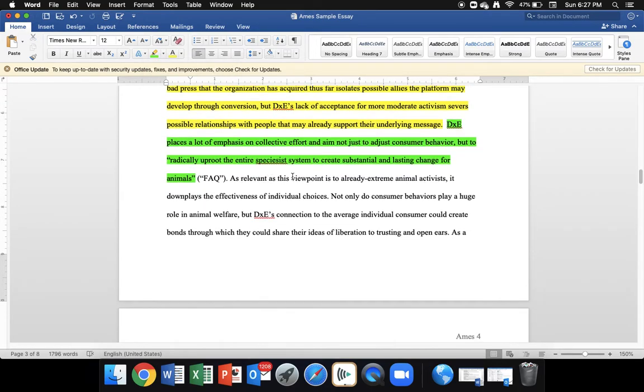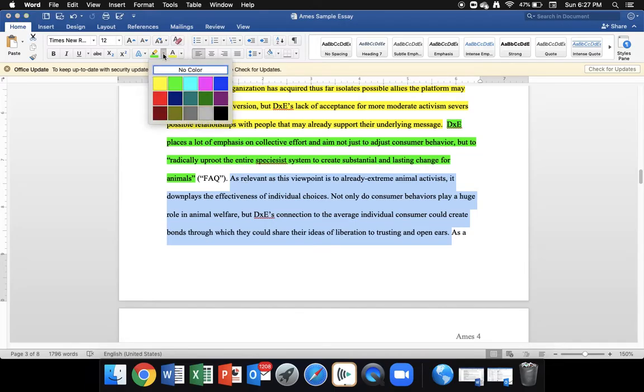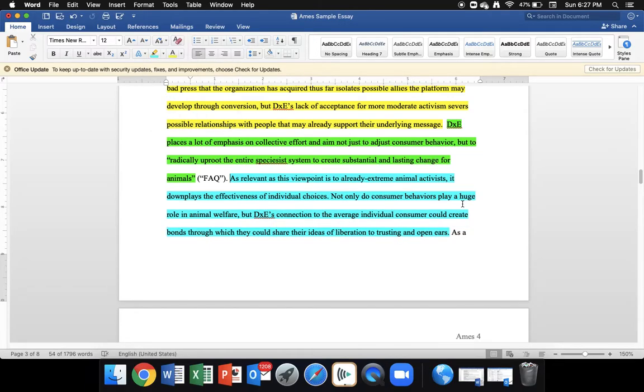As relevant as this viewpoint is to already extreme animal activists, it downplays the effectiveness of individual choices. Not only do consumer behaviors play a huge role in animal welfare, but DXC's connection to the average individual consumer could create bonds through which they could share their ideas of liberation to trusting and open ears. Again, you could see how Sydney does a great job of explaining it in terms that her audience would connect with.